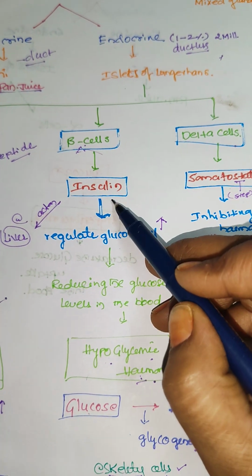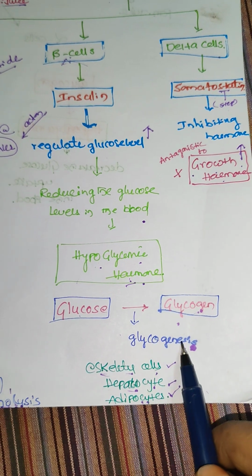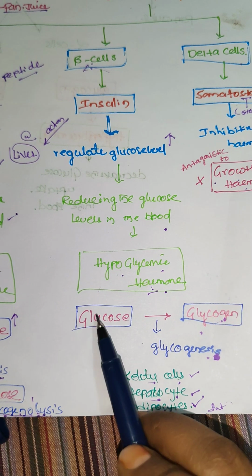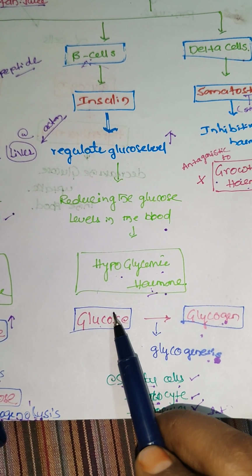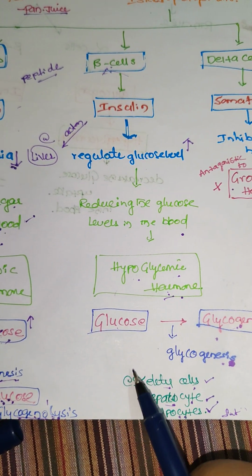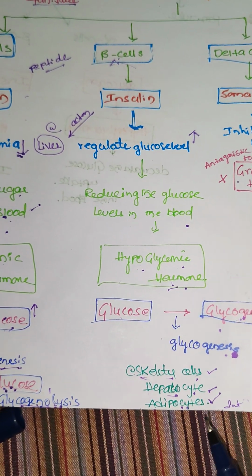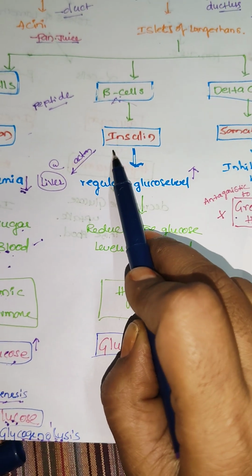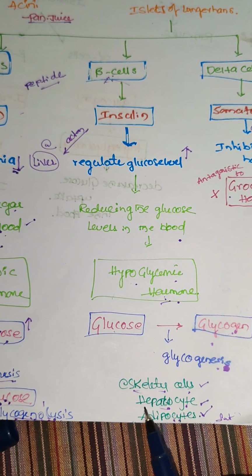What is the function of insulin here? Glycogenesis. Glycogenesis means to produce glycogen: whatever increase of glucose is in the blood, to reduce it, it is converted into glycogen. Then where is glucose located in the body? Skeletal cells, hepatocytes, adipocytes. The increased glucose is stored, meaning they act on the liver. Liver cells are also called hepatocytes.